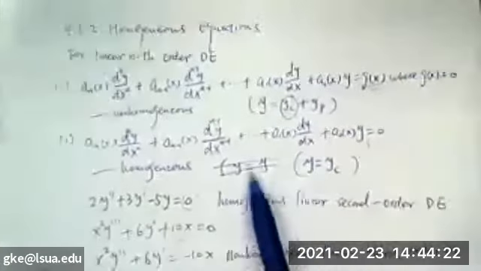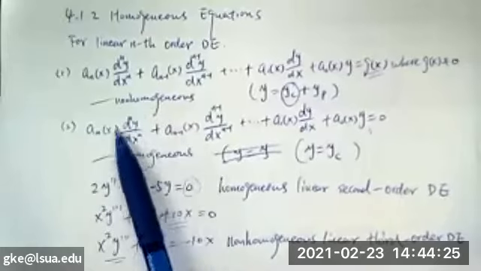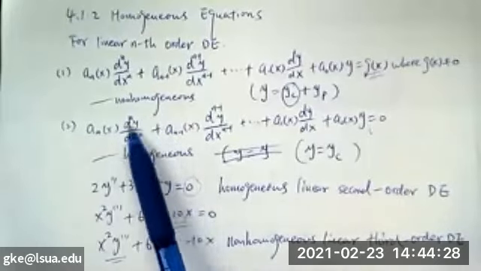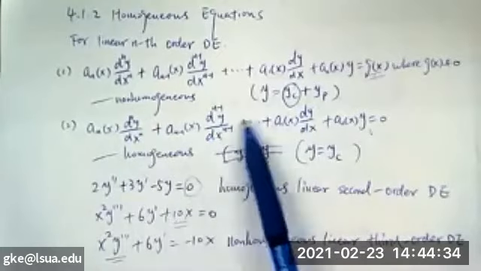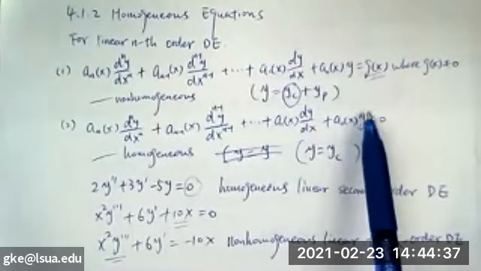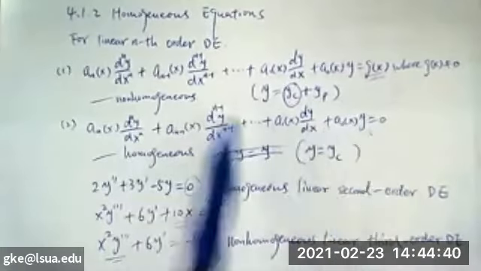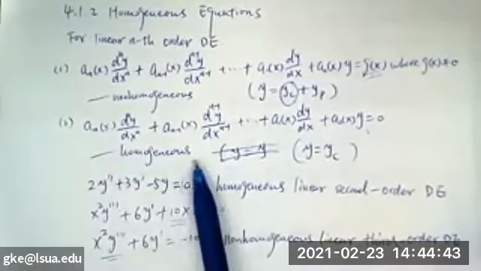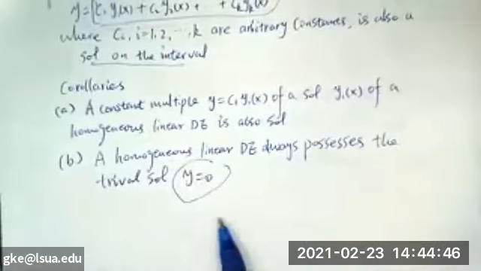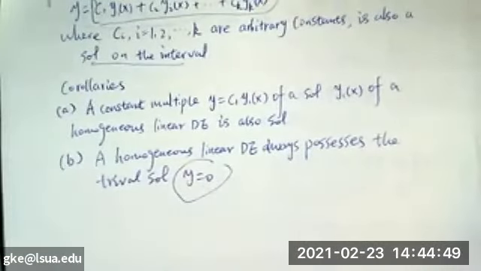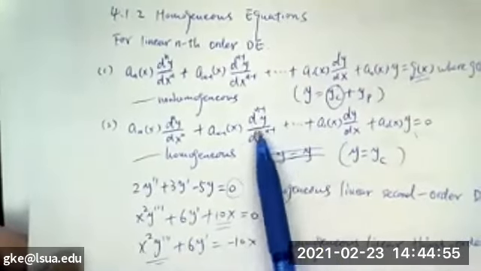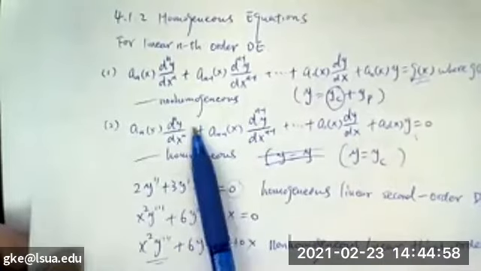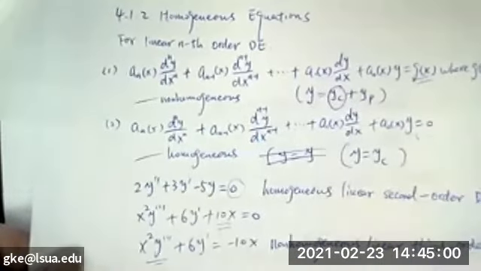Why is that? Take a look. If y equals 0, then its derivative is always 0. If you take the derivative of 0, it always equals 0. And here y equals 0, so everything equals 0. So for any homogeneous equation, we always have the trivial solution, y equals 0. And that can be seen from this homogeneous equation: if you plug in 0, it always gives you 0.